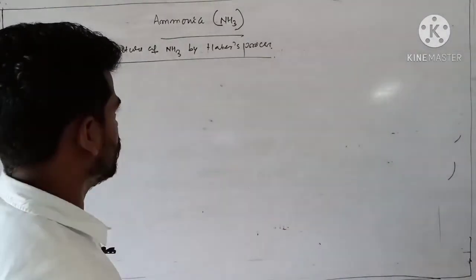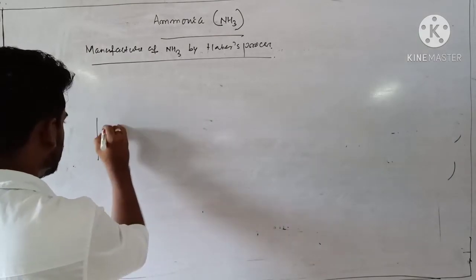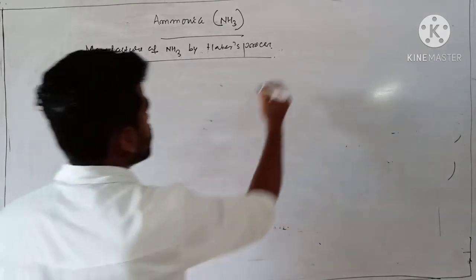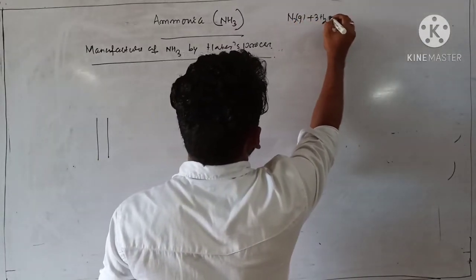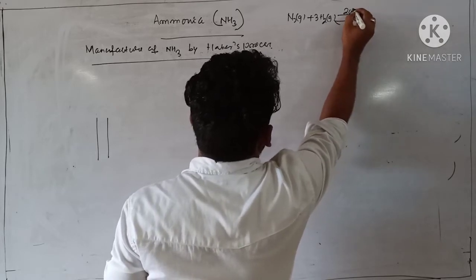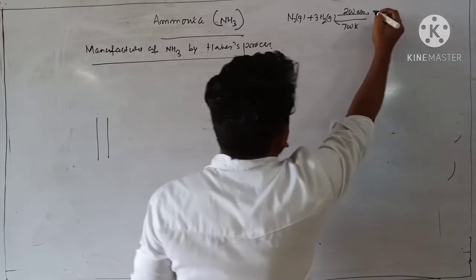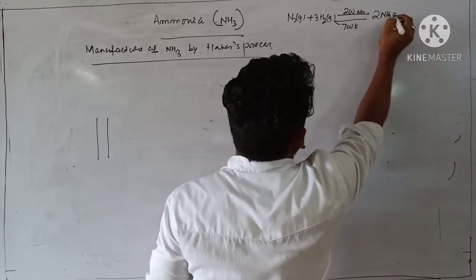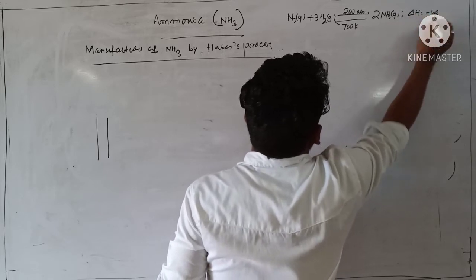Very simple, what they have done. Consider this equation: N2 plus 3H2. These two gases are required. At 200 atm pressure and near about 600 Kelvin heat, you get 2NH3 gas, and this reaction is exothermic in nature.